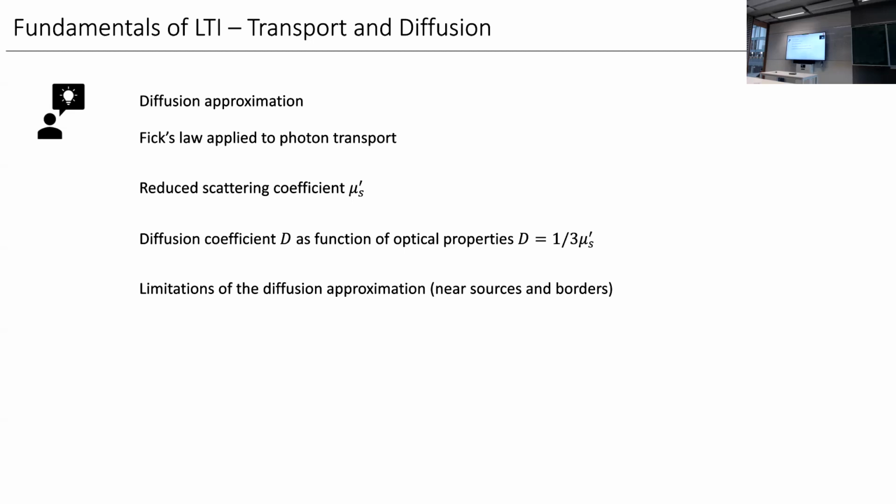And the limitation of this, because it is a truncated series expansion, is that you basically throw away the high frequencies, which means that near sources, near boundaries, near borders, it becomes unreliable. So that is something that you need to take into account.